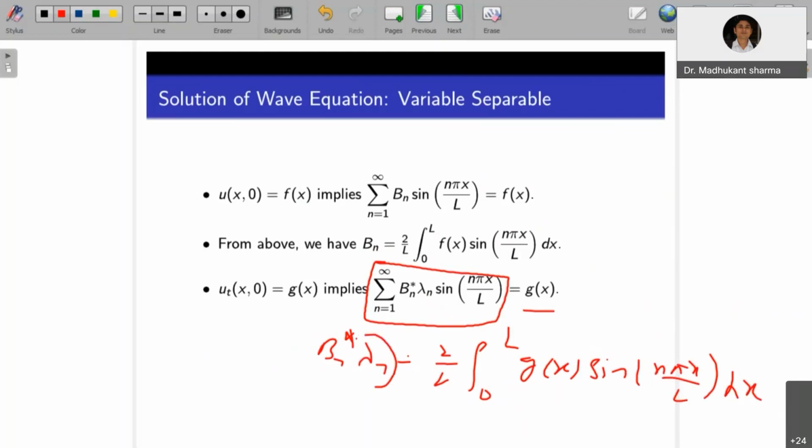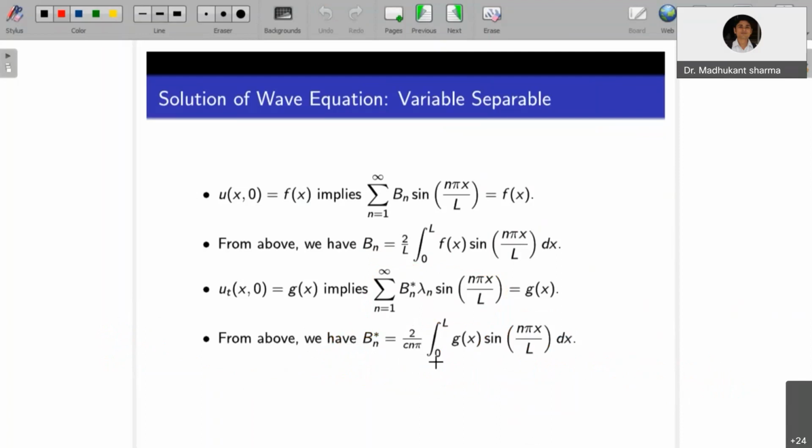Now, what is lambda n? Lambda n is n pi c by L. So this L will get cancelled, and you will have 2 divided by n pi c. So both the arbitrary constants bn and bn star are determined by using the initial conditions. So with these bn and bn star, that is the solution of the wave equation.